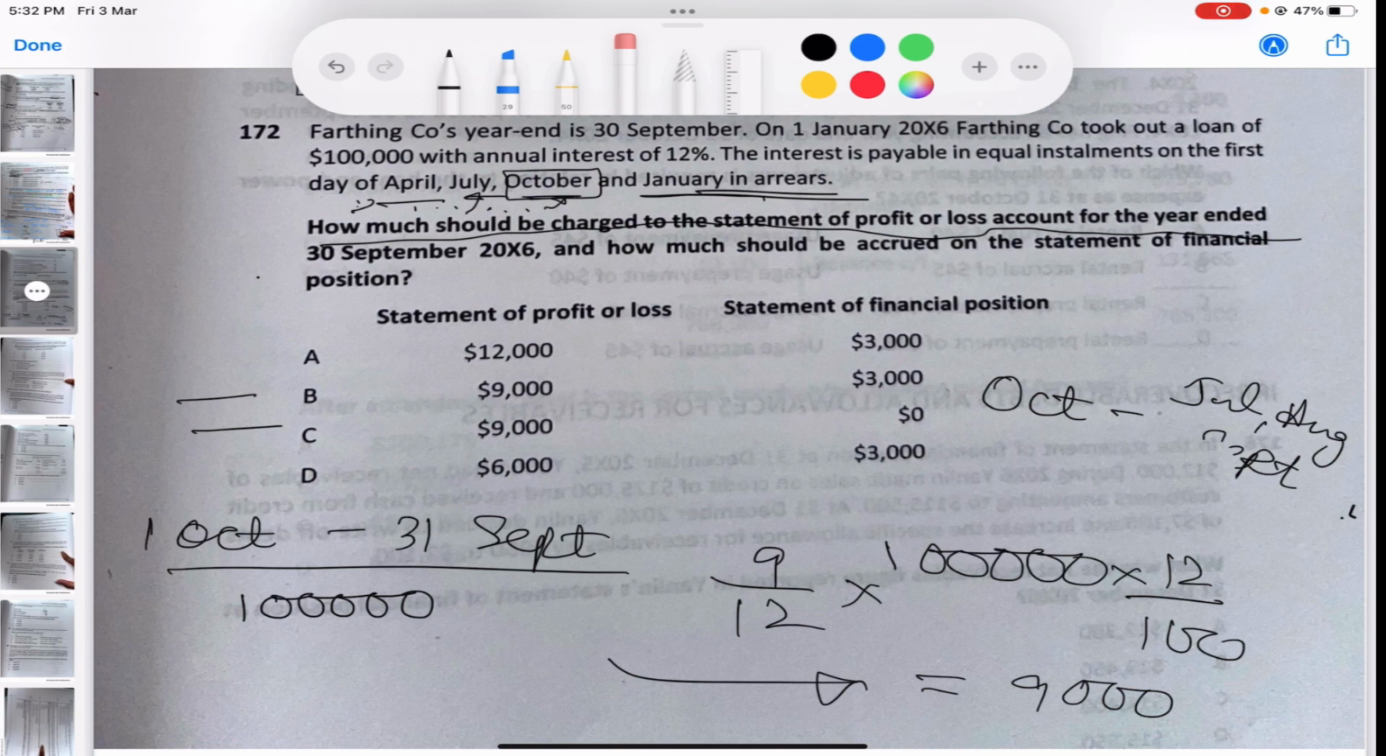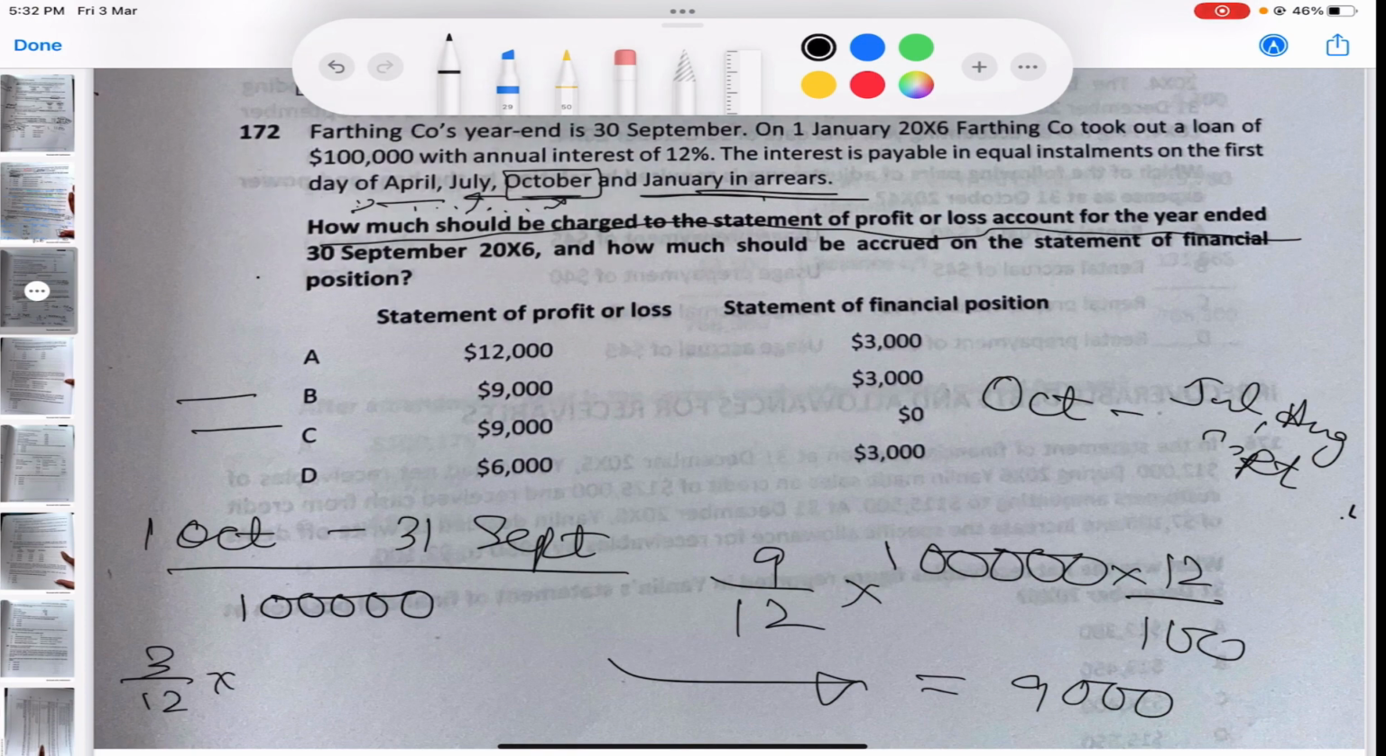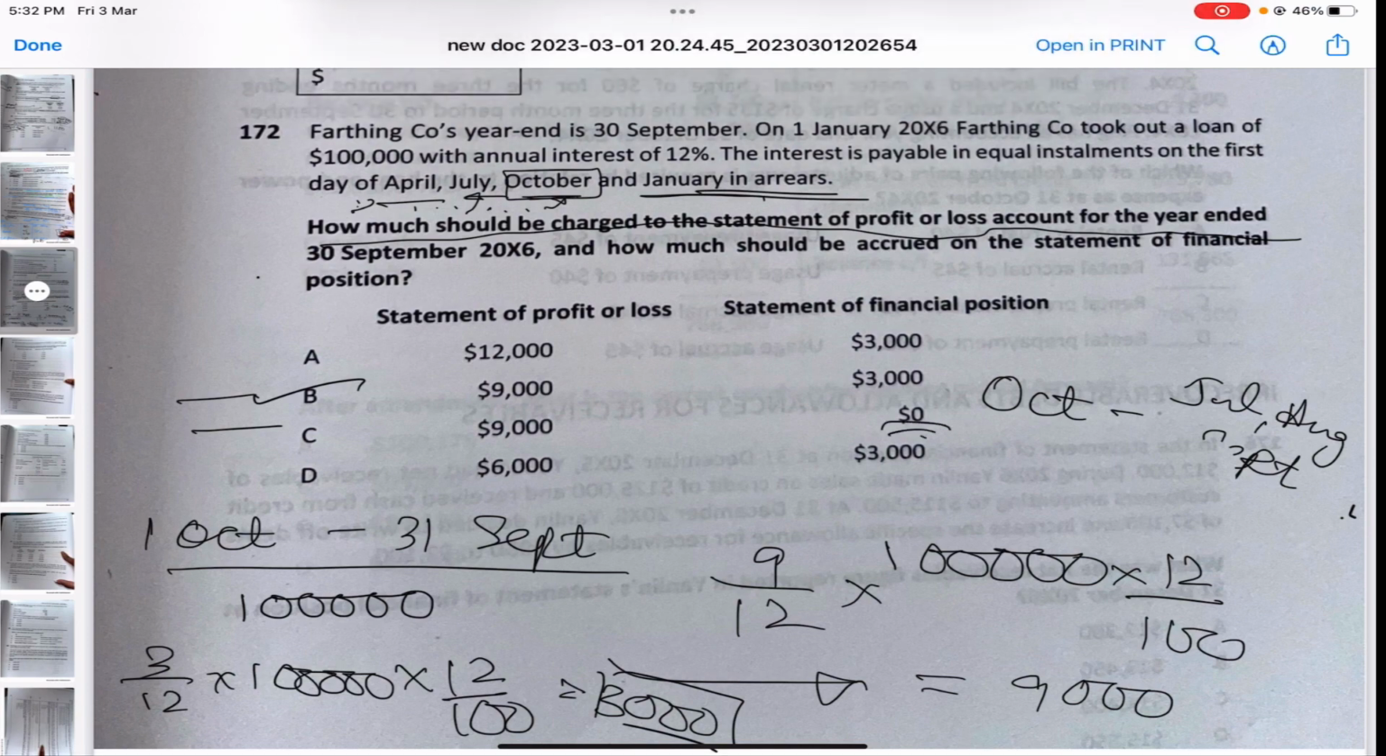Now, if you see, on 1st October, you are paying for July, August and September, but the year ends at 30 September. So 3 months is accrued, right? You getting my point? So 3 months is accrued. So 3 by 12 into 100,000 into 12% would give me 3,000. So 3,000 is my accrued. So what is my answer in 172? B, because here it's 0. So my answer is B.